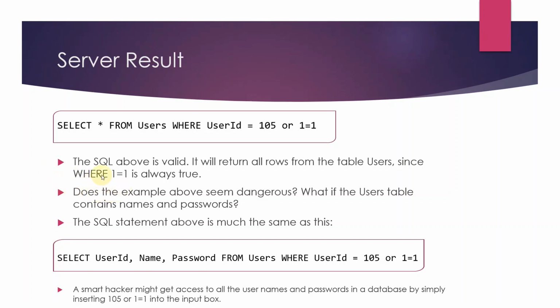So what will happen here is the SQL above is valid, right? It will return all rows from the table users, since 1 equals 1 is true. So 105 or 1 equals 1 is true. Take note, it will return all rows from the table users, so you will be able to see the values on the table.